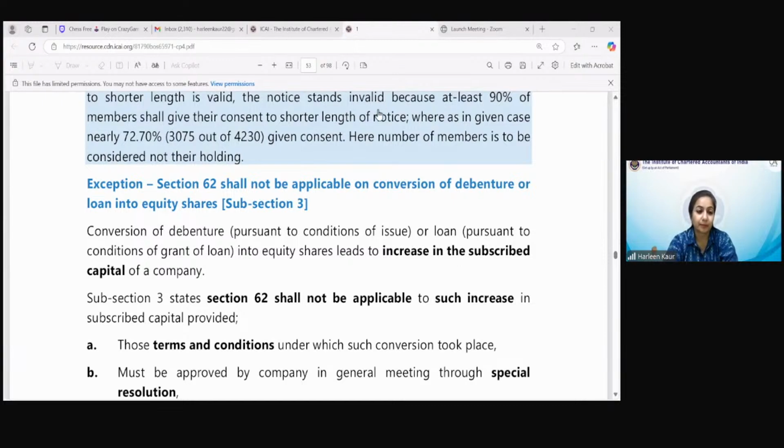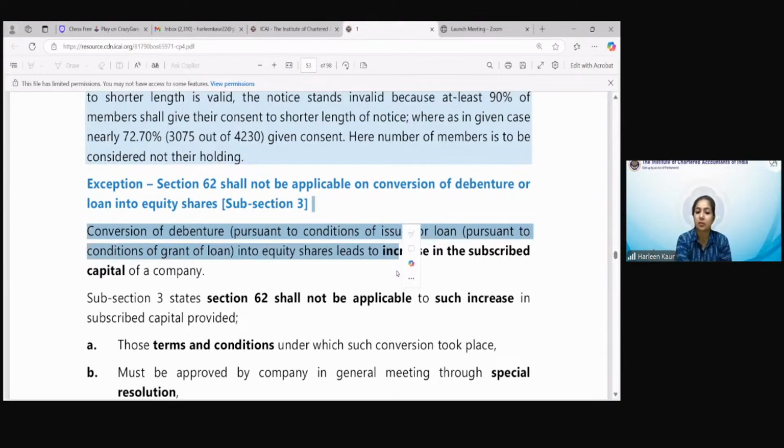So that's great. Now let's understand, shall not be applicable on conversion of debentures into equity. When are we going to convert the debentures into equity? Sometimes government passes the order that if it is in the public interest, you should convert your debentures into equity. Then that becomes a compulsion. Conversion of debentures or loan into equity also leads to the increase in the subscribed capital.